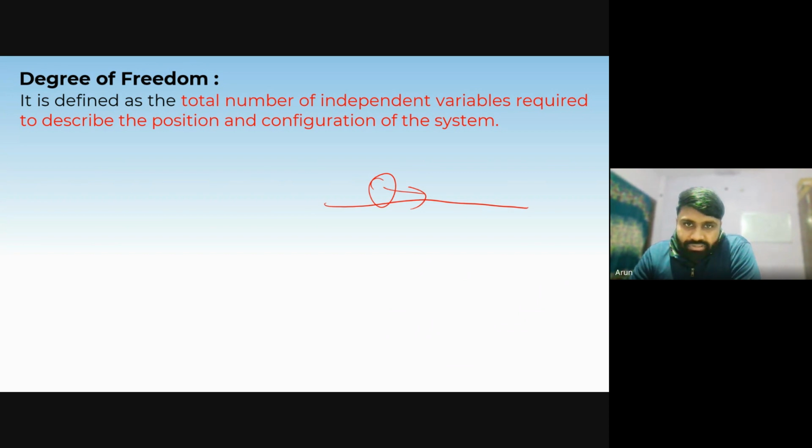You need the position coordinate of one axis only. But if it is a plane, you need two coordinates, x and y. In three-dimensional space, you need three coordinates, x, y, z.